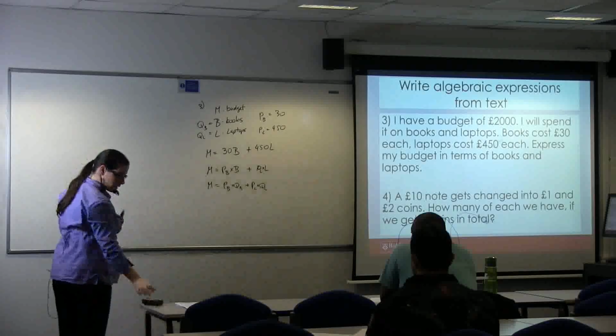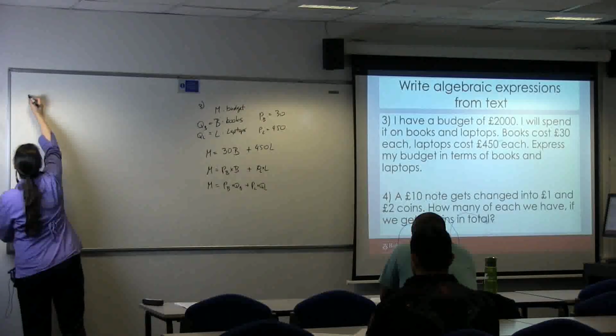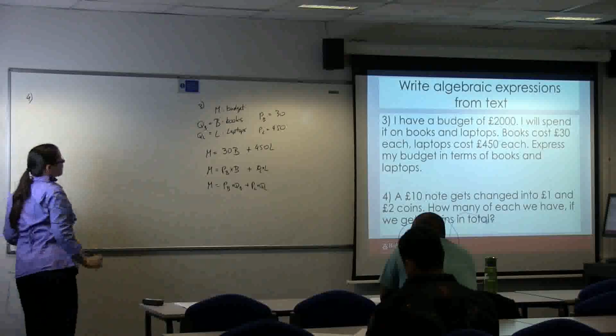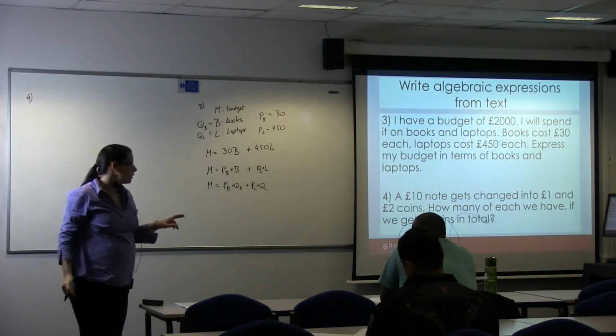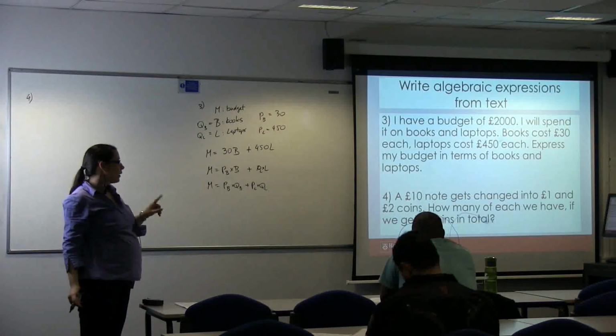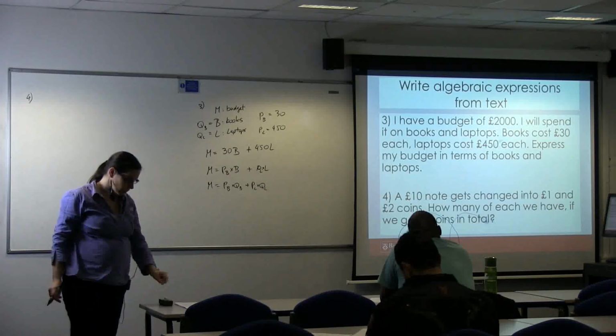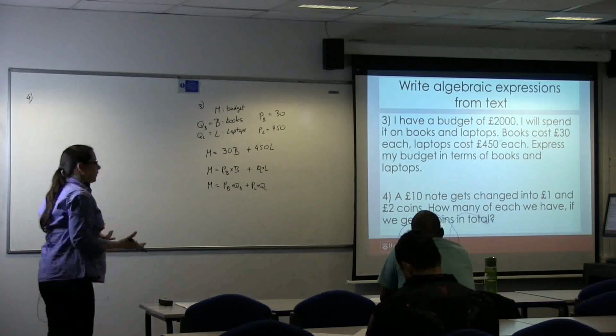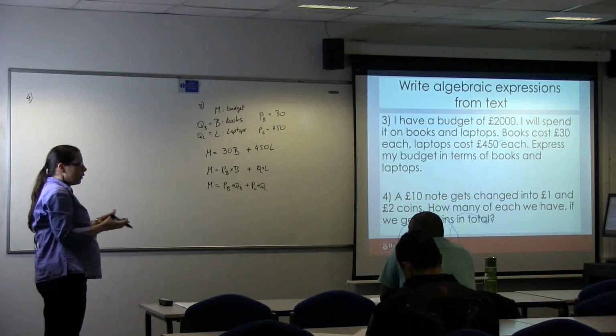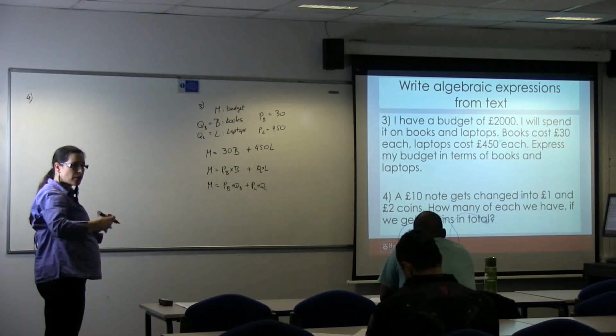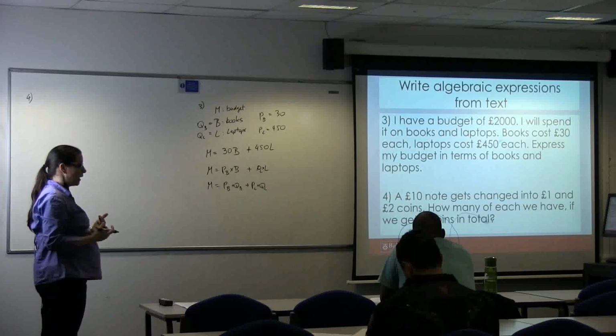Okay, next example. A £10 note gets changed into £1 and £2 coins. How many of each do we have if we get 9 coins in total? Again, we need to formulate it into the language of mathematics, into symbols, to be able to do anything with it.